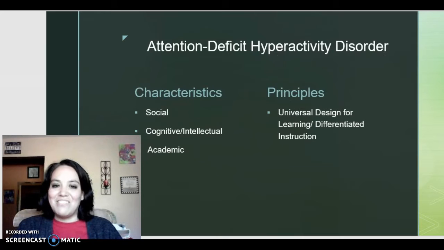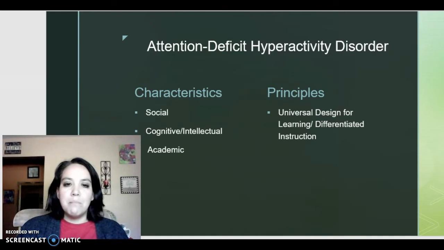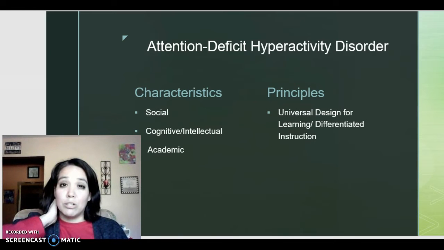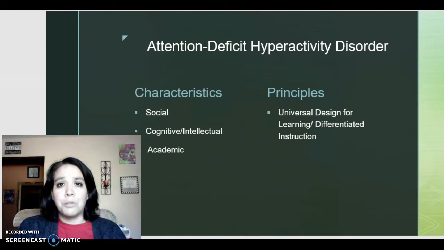Attention deficit hyperactivity disorder is my next exceptionality. Characteristics for this include, socially, one major issue that students with ADHD have in common is that they have a difficult time regulating their emotions. They can experience peer rejection due to their ever-changing moods. They may have trouble engaging in conversation or even using appropriate gestures.